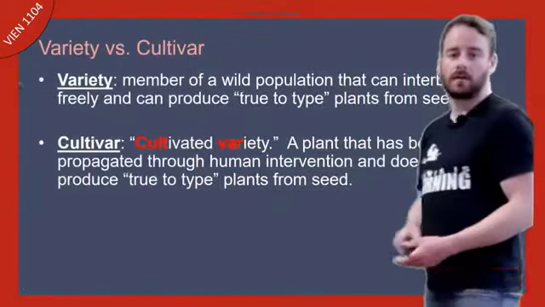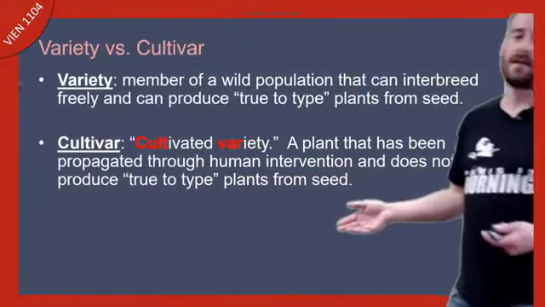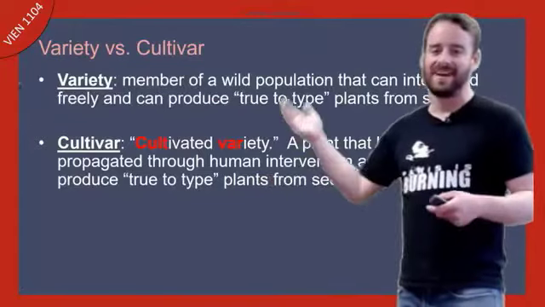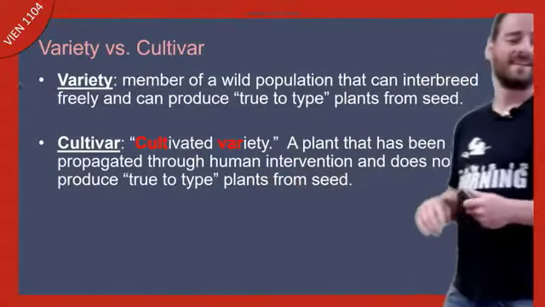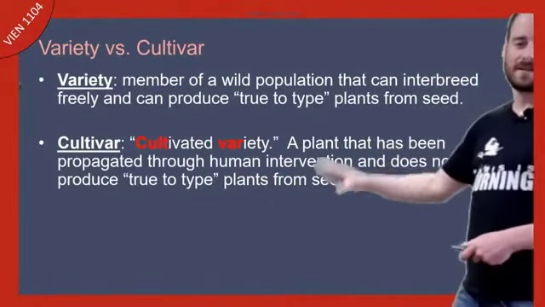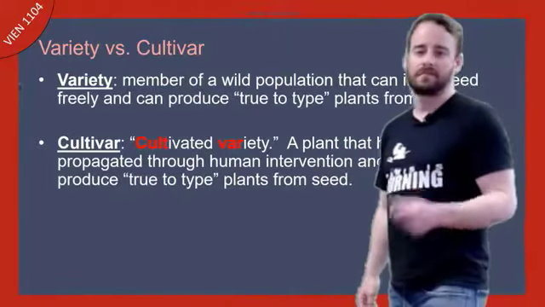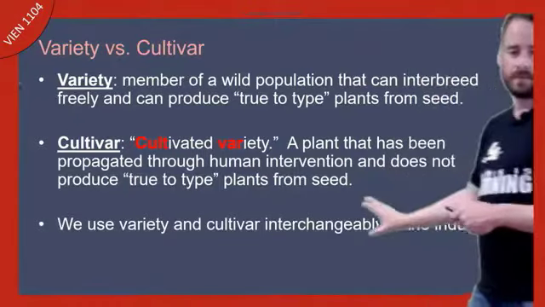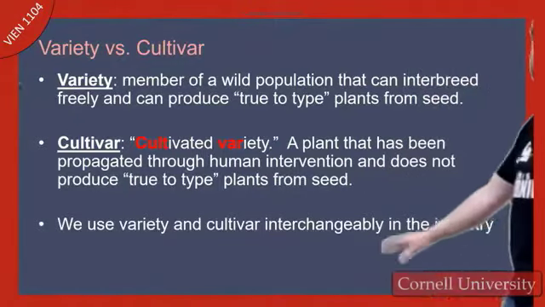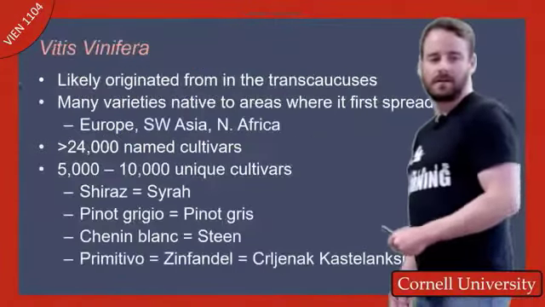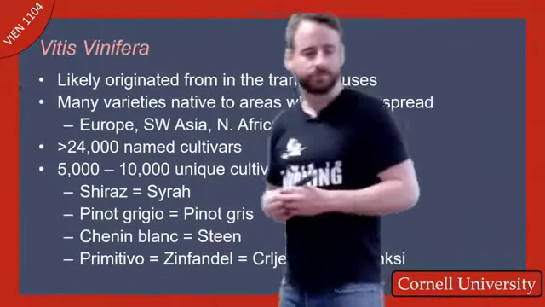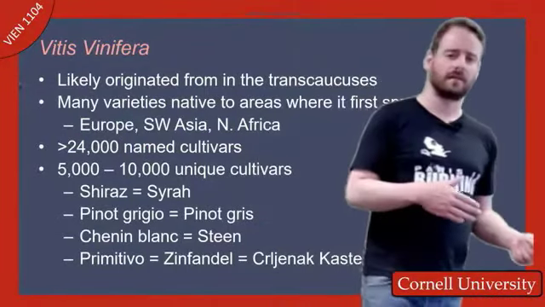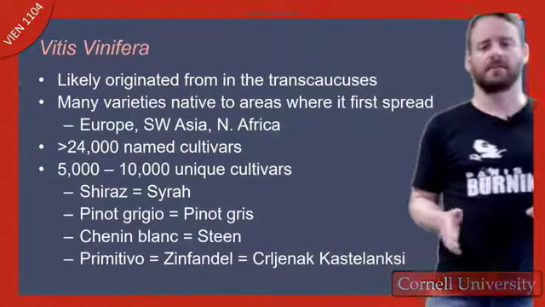And again, variety, cultivar, you're going to hear me say it all the time and interchange these things. They're not the same. Variety is the wild species, cultivar is the cultivated variety. You're going to hear me interchange it, and you're going to hear the industry interchange it. Okay, so Vitis vinifera, I think I mentioned in the previous lecture, likely originated in the Transcaucasus, Azerbaijan, Georgia, that area.